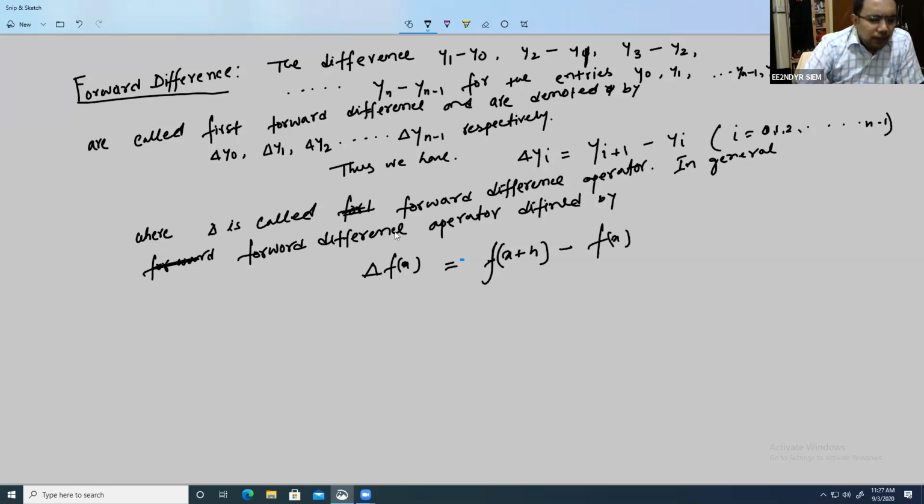So this is del, del f of x. Suppose I'm very much interested in del square y, so subsequently we will discuss this. Please write this because there is some definition related to the forward difference operator. So del f of x equals f of x plus h minus f of x. Please note this and remember this.